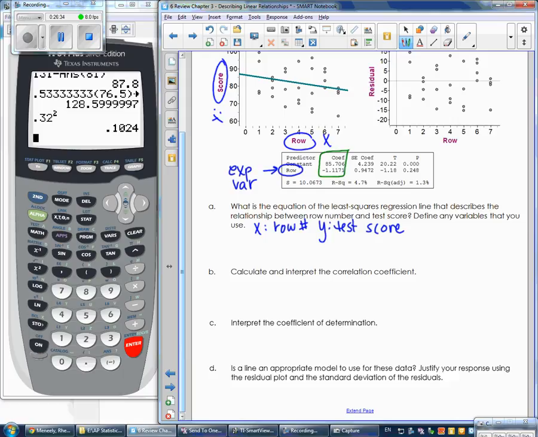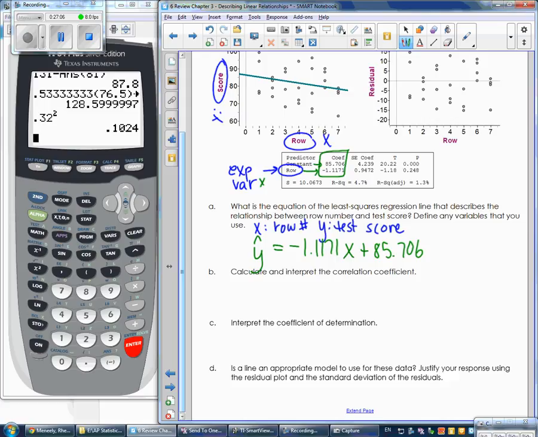Both of those numbers are listed under the word coefficient, and if you look at the words next to them, it helps identify which is which. The number next to the word constant is going to be your y-intercept, and the number listed next to your explanatory variable, which again is just x, is going to be your slope. So when you write your equation, make sure you put a hat on your y, and that's going to be y-hat equals negative 1.1171x plus 85.706.